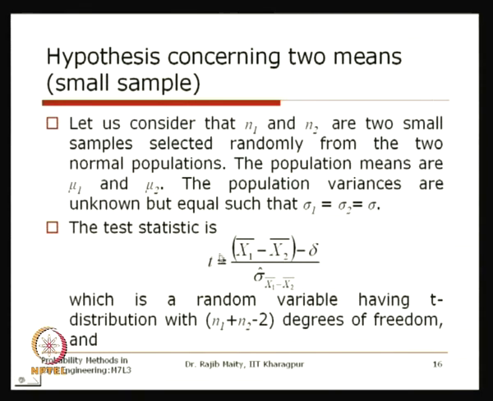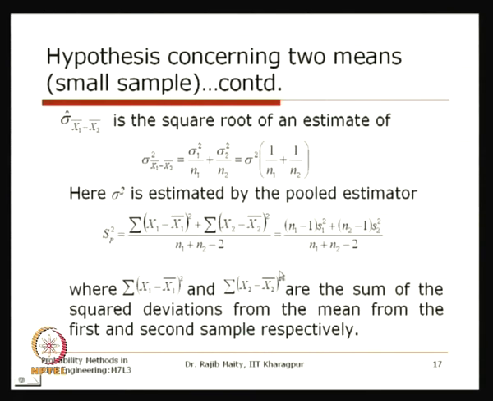This test statistic is a random variable having a t distribution with n1 plus n2 minus 2 degrees of freedom, and the estimate for the standard deviation is the square root of an estimate of the variance. This variance is sigma 1 square by n1 plus sigma 2 square by n2. This applies if the population variance is known; if it is not known, then it should be estimated by the pooled estimator. It is called the pooled standard deviation, and we take its square, the pooled variance SP square, which you will get from this expression.